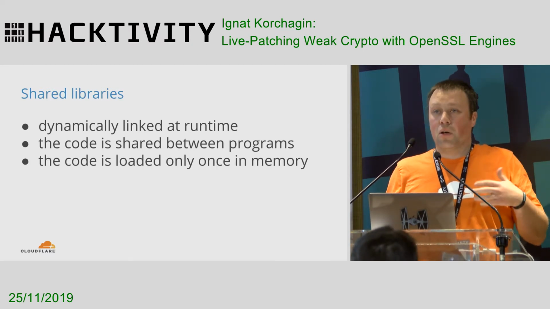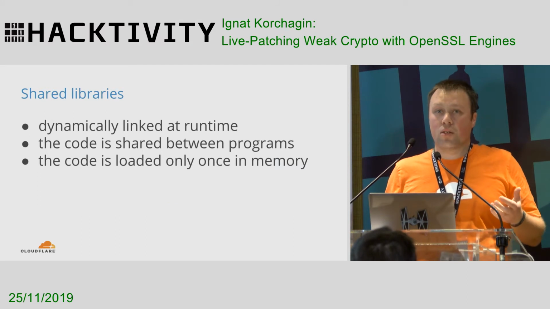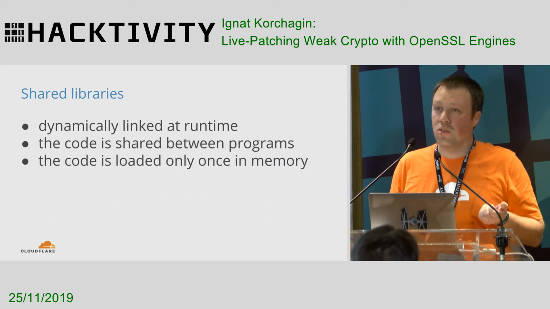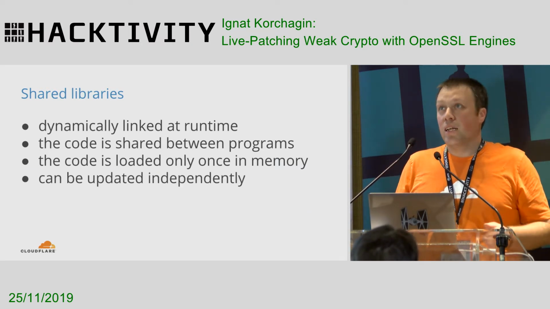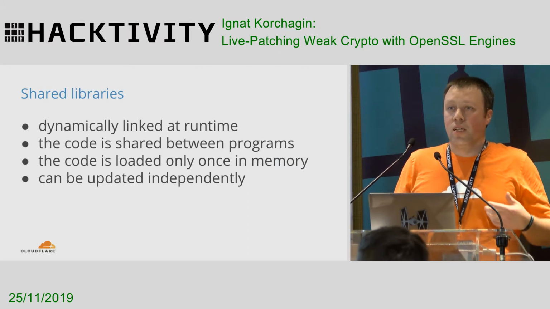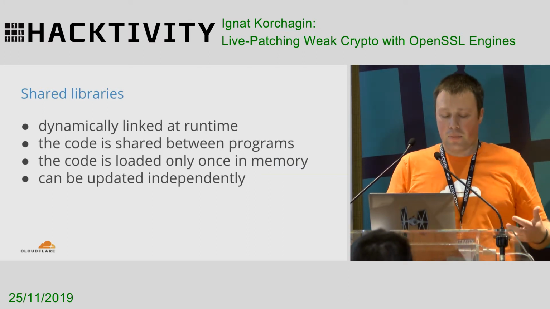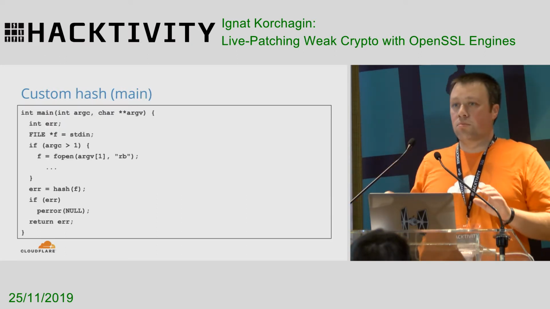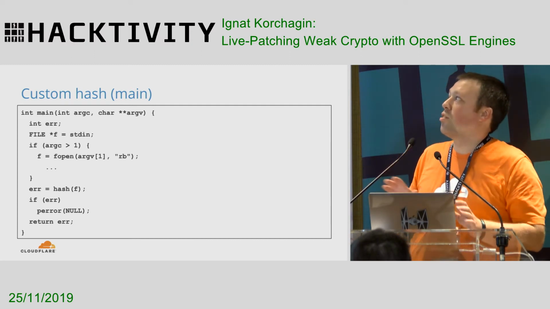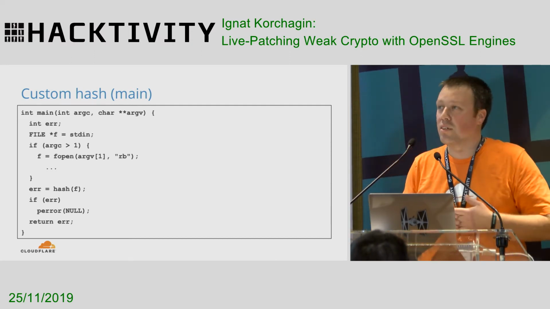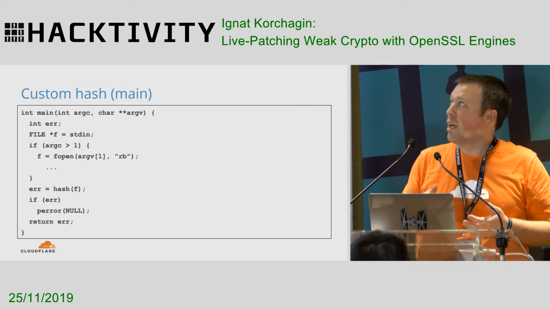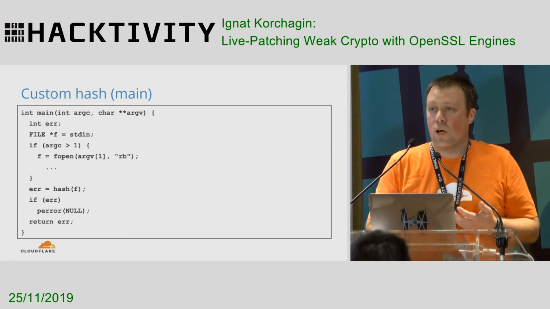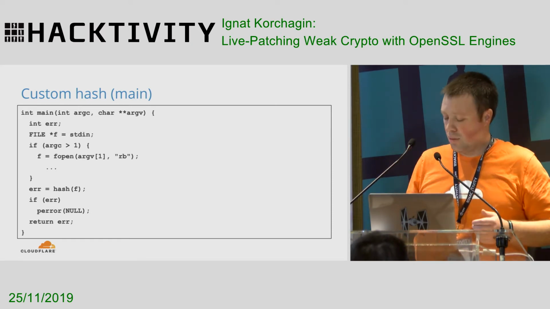Also, the code is loaded only once in memory, so even though you have 1,000 processes using OpenSSL, you have only one copy of OpenSSL in your RAM. And it's more manageable: you can update your libraries independently because they're a separate entity. So although our vendor tool is proprietary, let's speculate how a vendor could implement it. To simplify, imagine we have a custom tool from the vendor which calculates a SHA-1 of a file, and this is a simple main function.